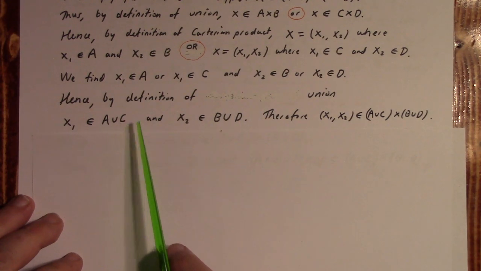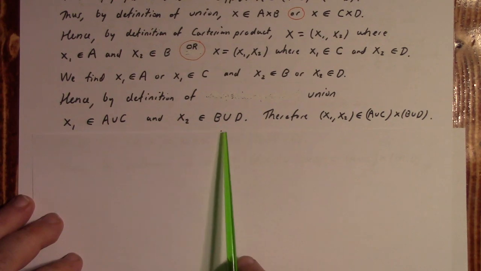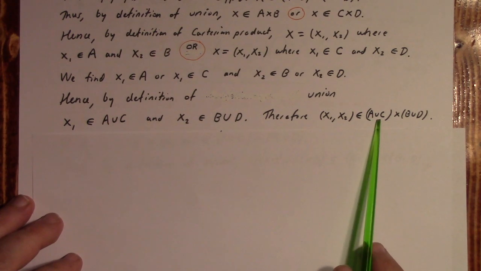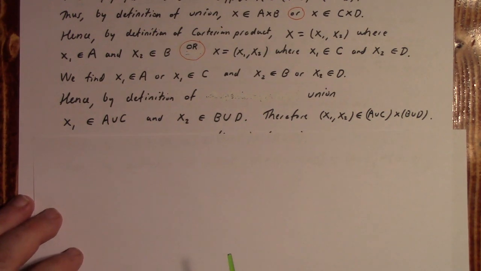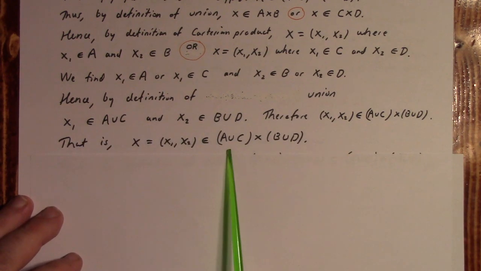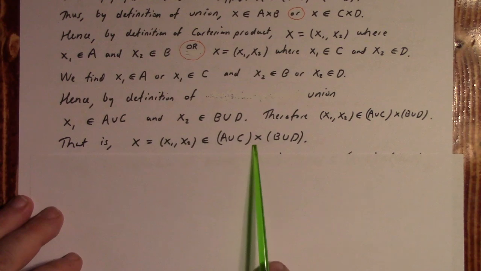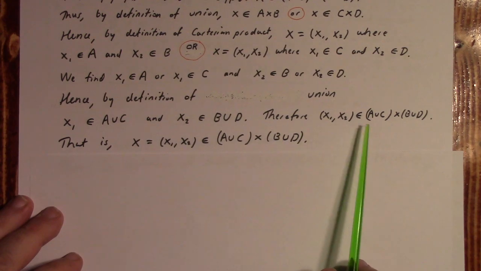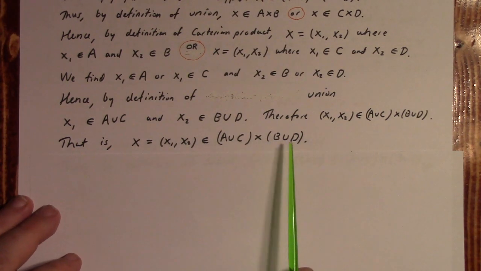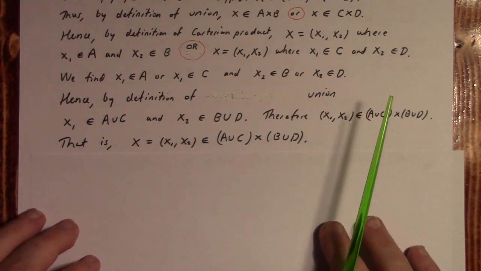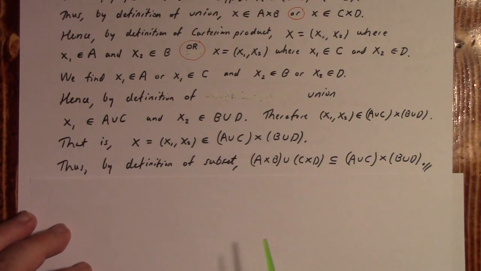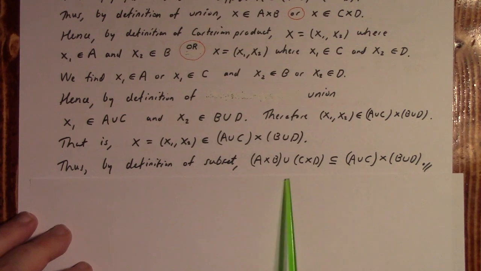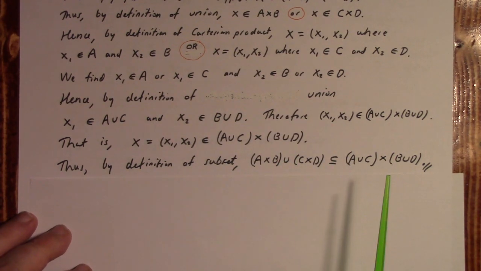Anyway, so X1 is in A union C and X2 is in B union D, and therefore the pair (X1, X2) is in the Cartesian product of A union C and B union D. So that proves then that X is of course an element of the Cartesian product of A union C and B union D. I mean, this sentence here is unnecessary. My apologies. But anyway, thus by definition of subset, this set is a subset of that set because we proved an arbitrary element of here is necessarily in here, which proves it's a subset. All right.